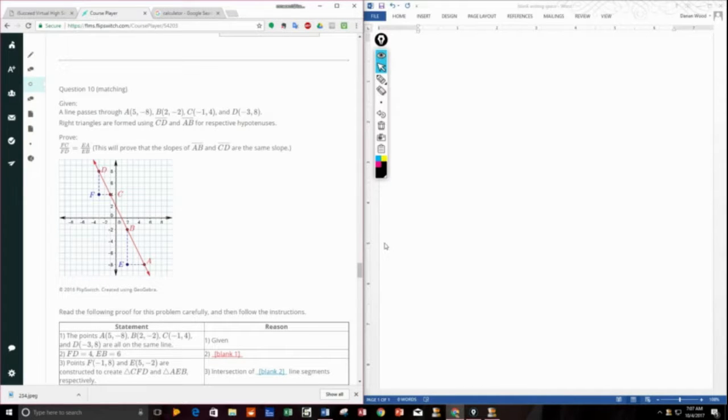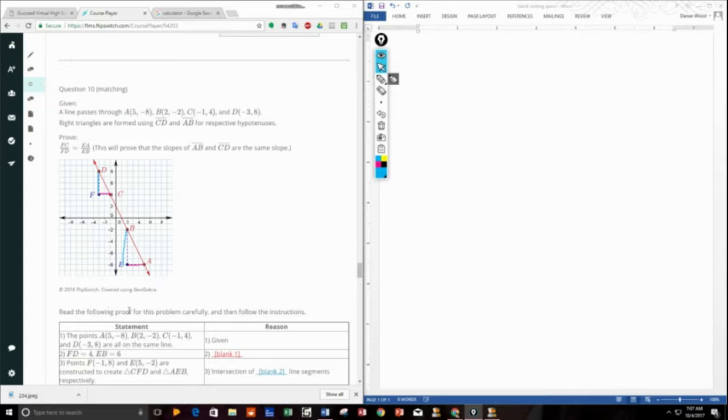Question 10, matching. Given a line passes through A (5, -8), B (2, -2), C (-1, 4), and D (-3, 8). Right triangles are formed using the line CD and AB for respective hypotenuses. Prove that FC divided by FD is equal to the distance of EA divided by EB. This will prove that the slopes of AB and CD are the same slope.